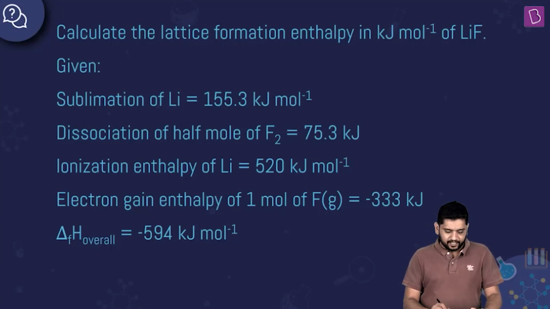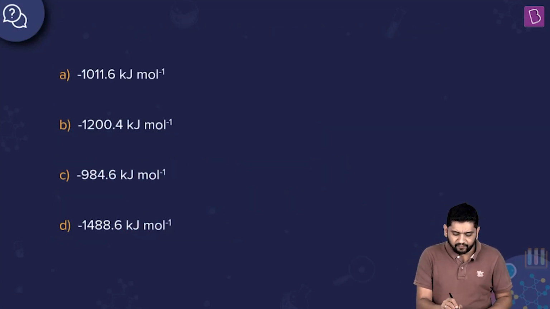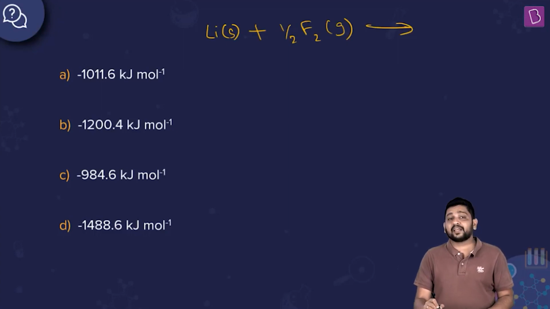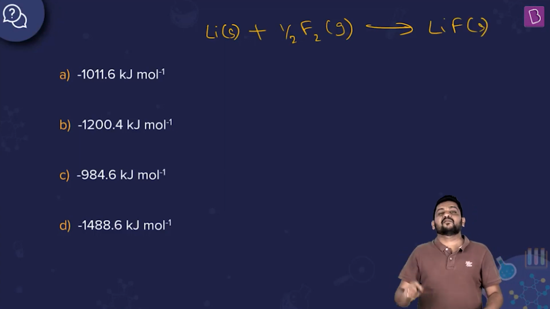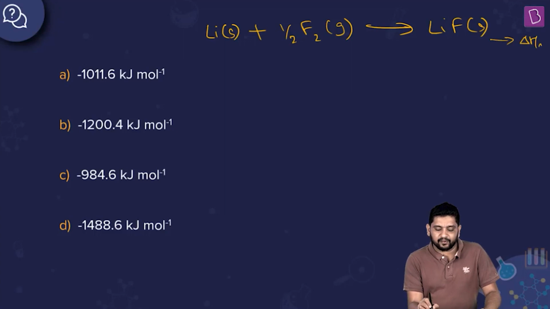This is a direct application of what we call the Born-Haber cycle. Pretty straightforward, right? Enthalpy of formation is defined as the enthalpy change when 1 mole of a substance in its standard state is obtained from the required amount of the constituent elements, all in their standard states. So lithium is in solid phase, fluorine is in gas phase. I'm taking half a mole of F2 and producing 1 mole of LiF in solid phase.